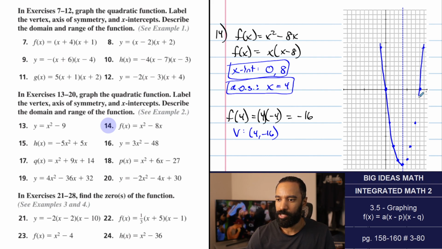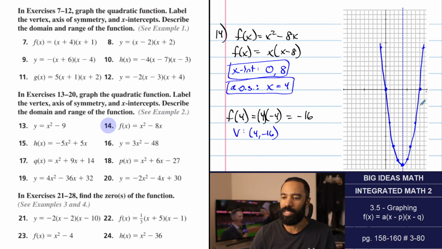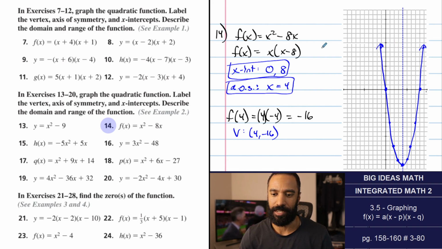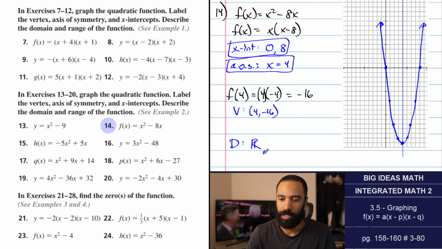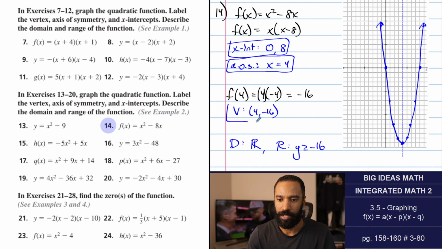Okay. Domain is all real numbers. Range is y is greater than or equal to negative 16. So domain, all real numbers. Range, y is greater than or equal to negative 16.